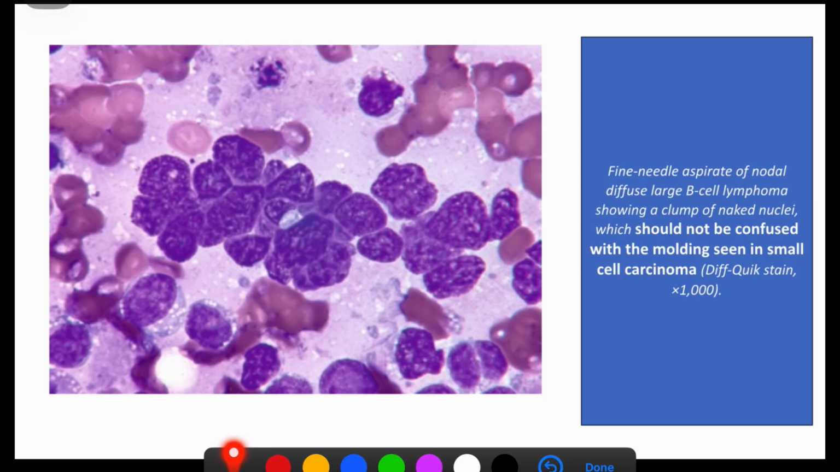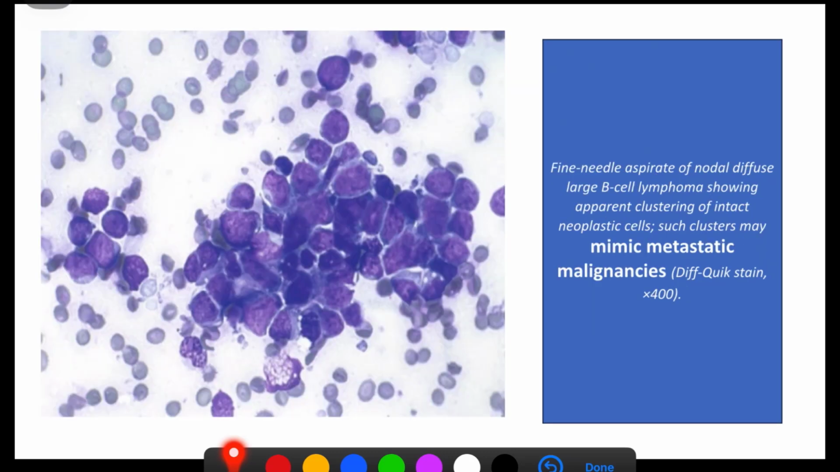Now, again we can have confusion if we see this type of molding effect with small cell carcinoma. So here we can see these malignant or neoplastic cells are without cytoplasm. These are all naked nuclei clumped together and having a molding effect, but this is a case of DLBCL.